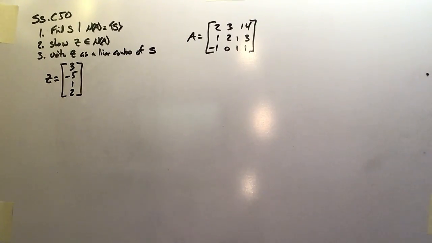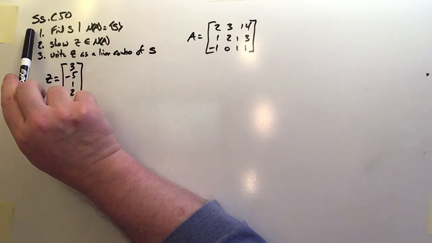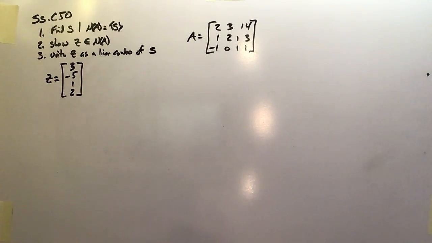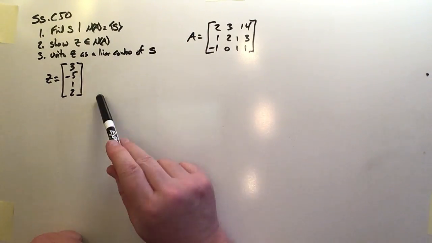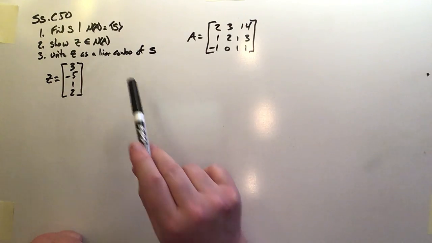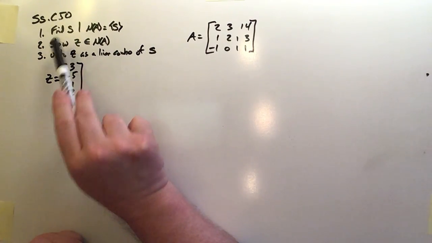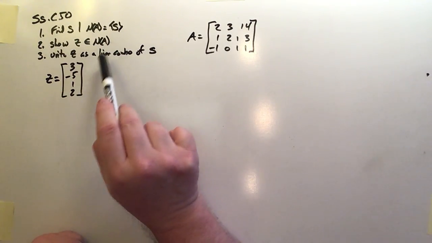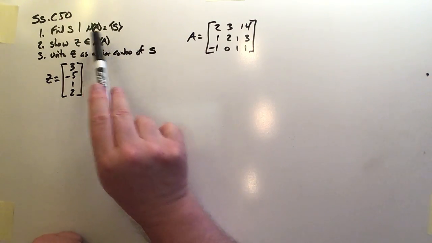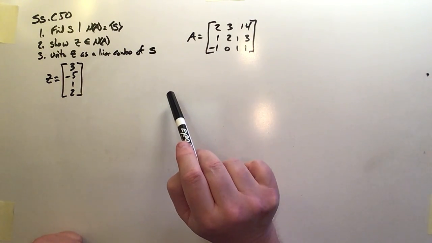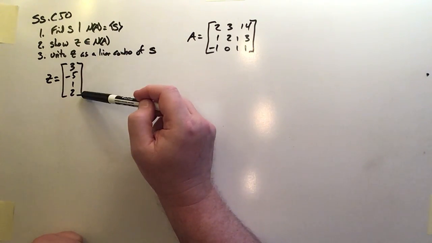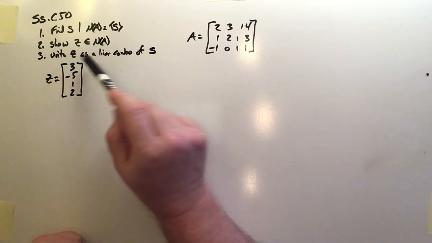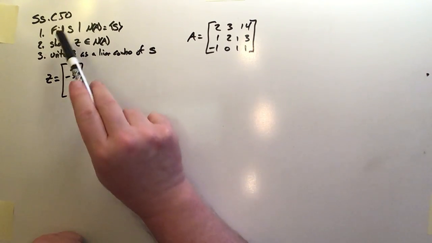Okay, our next sample problem is going to be SS.C50, and of course SS is spanning sets, so we're still working on spanning sets. In this case, we have three tasks about this vector and this matrix. First, we want to find the span such that the span spans the solutions to the null space for this matrix. Next, we want to show that a particular solution is actually part of that null space. And then finally, we want to write that particular solution as a linear combination of S.